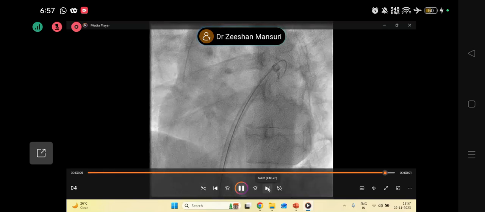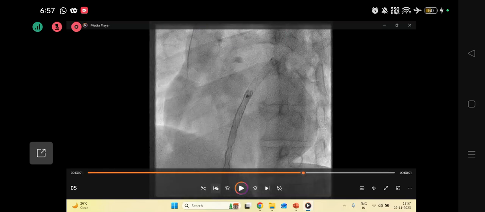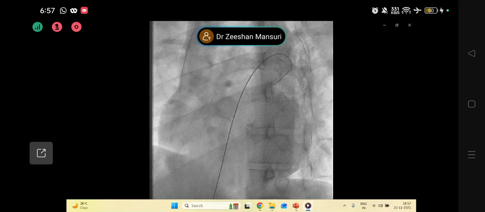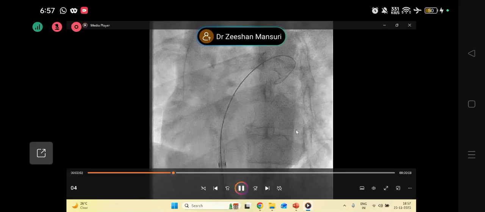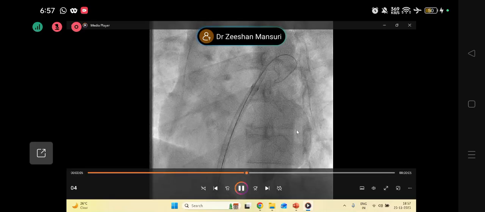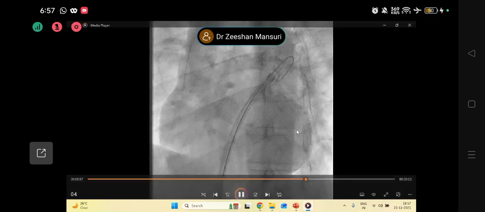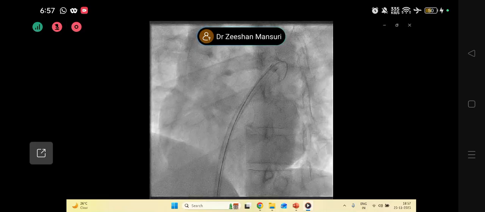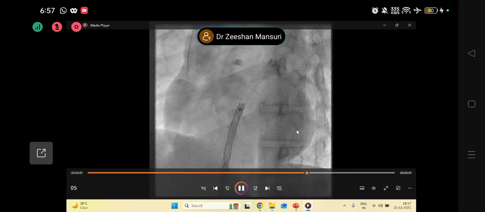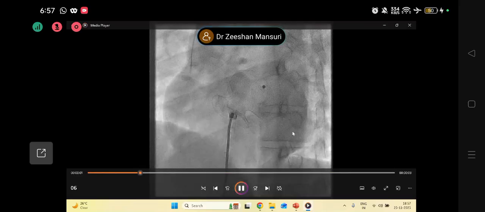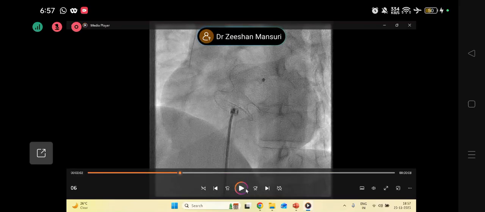Here you can see the delivery sheet is there, and the delivery sheet for it was a defect of roughly around 28 mm, so we took a size of 32 millimeter of device. So this is a 14 French delivery system, and this is the device. And the device is attached with a cable.